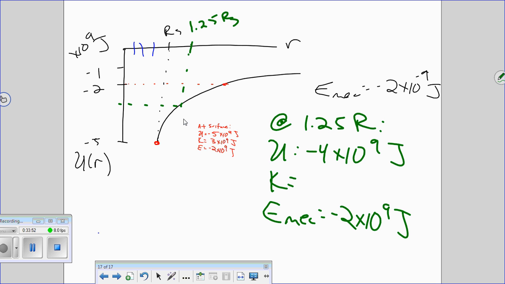Good, you guys? All right. And then to find the turning point, our turning point is going to occur when all of our energy is potential, right? Because that'll mean our kinetic energy is 0. And all of our energy is potential when the potential energy is -2, which by looking at the graph occurs at 2.5 R, it looks like, right? Because it's 6 little marks past R.